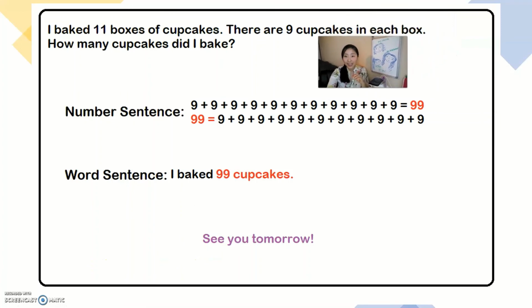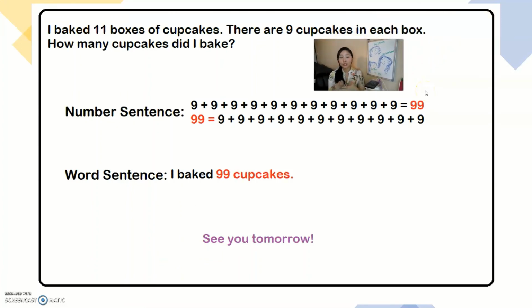Great job solving, and now that you saw my 3 ways, I wanted to show you my number sentence and my word sentence. My number sentence is very similar to yesterday's, it's just that my 99 is at the end or in the beginning, and it is 11 nines all in a row, just 9 plus 9 plus 9 plus 9 plus 9 plus 9 plus 9 plus 9, and it's 11 times. So you actually get 99 cupcakes, and the word sentence I got is I baked 99 cupcakes.